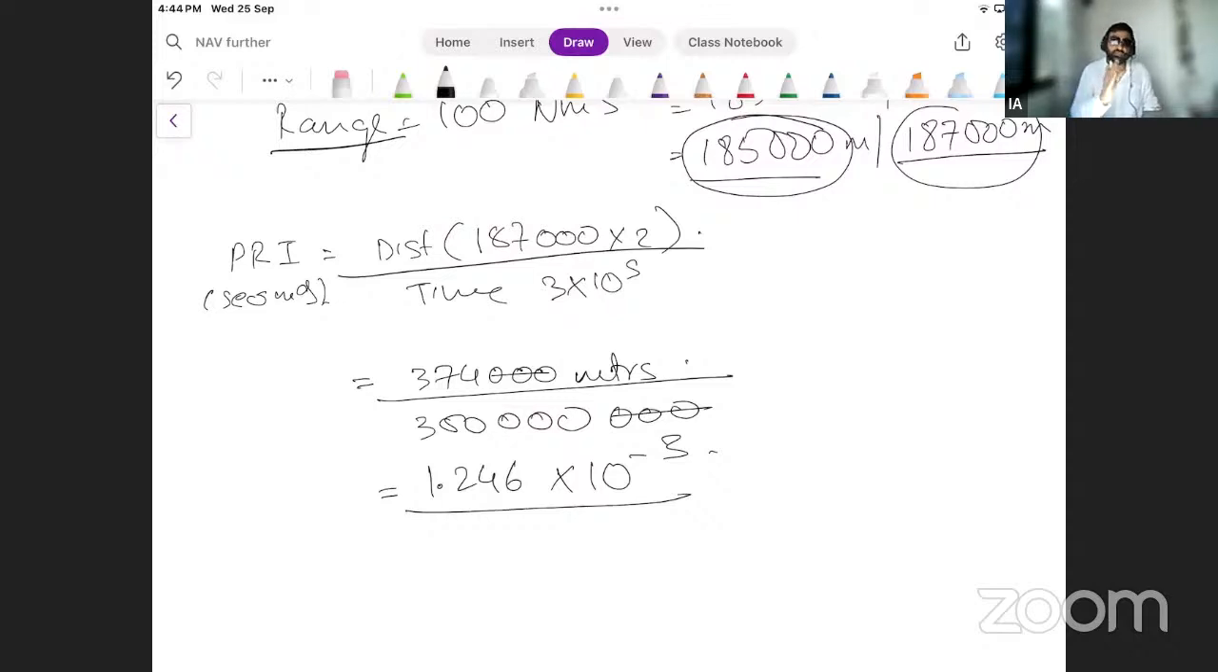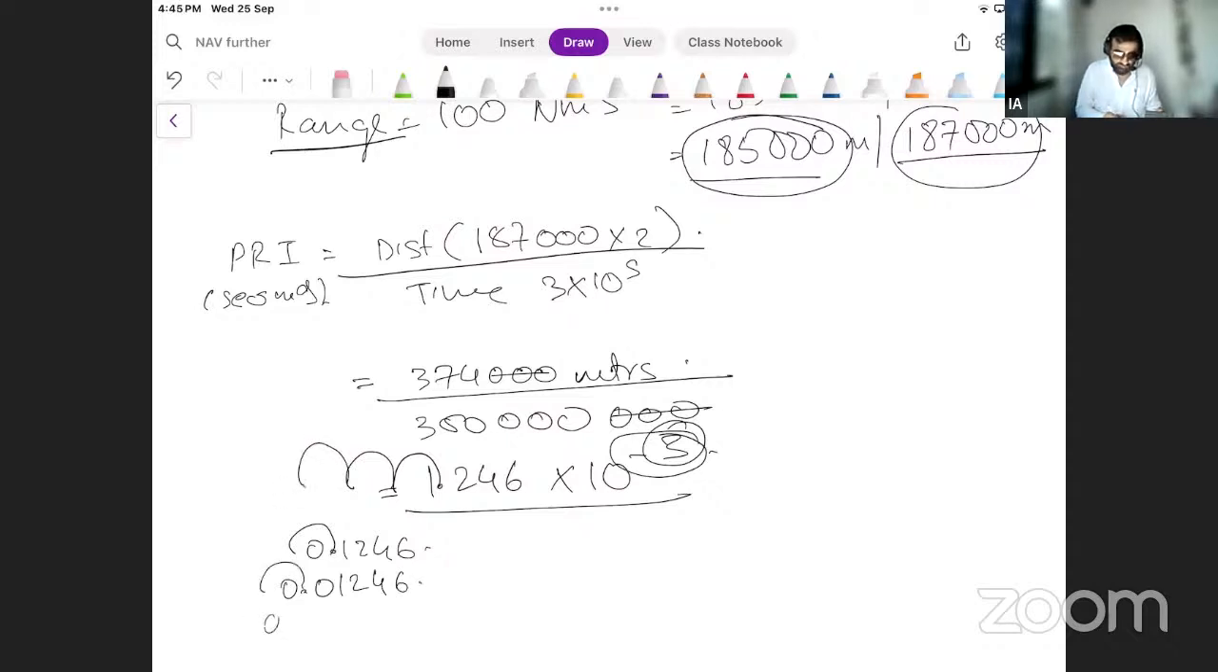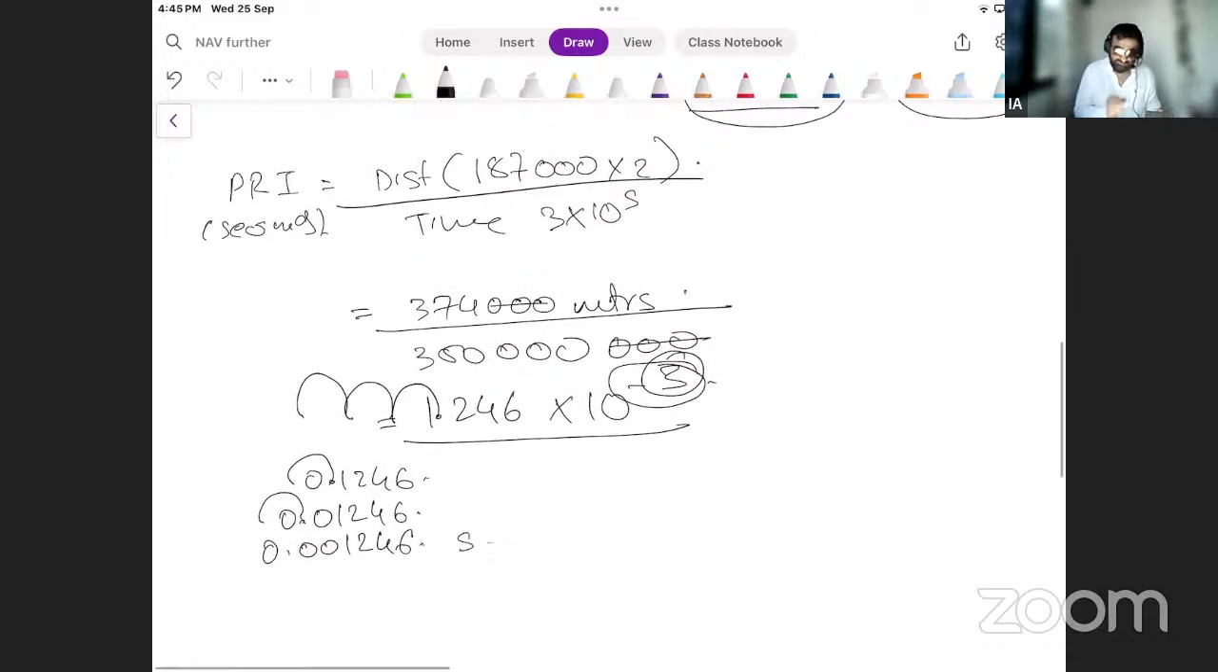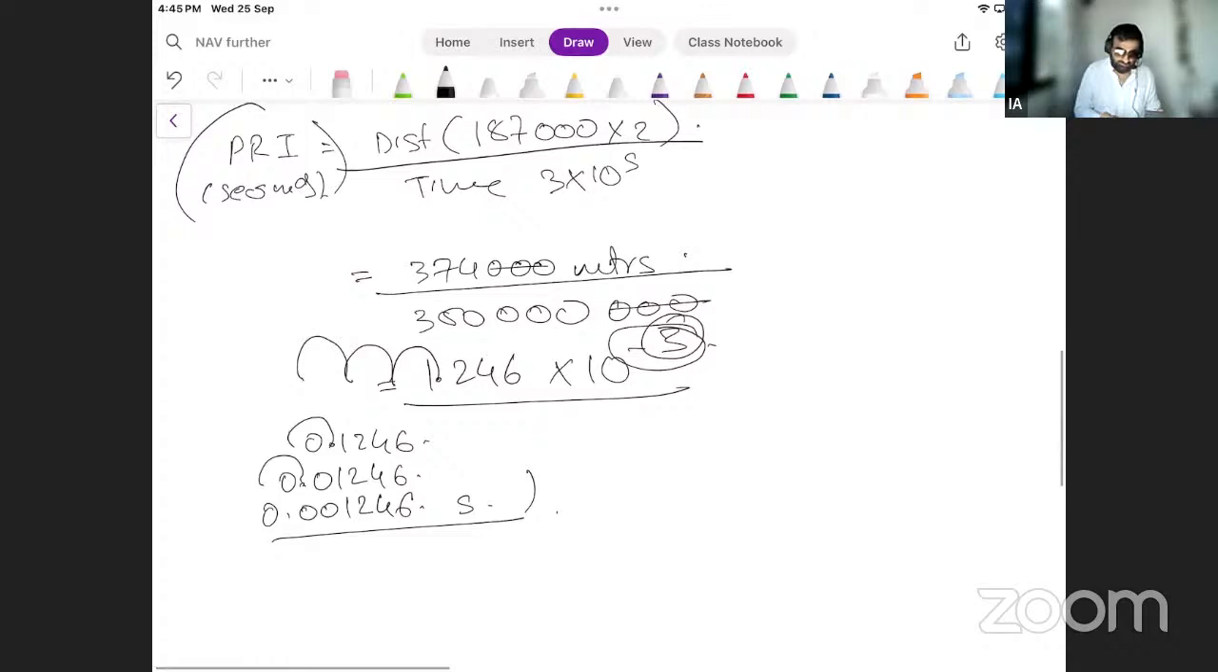Okay. So firstly, I convert it into seconds by shifting my decimal. I'm going to show you a very easy way how to do it. Minus 3 will mean that you have to shift the decimal 3 spaces on the left side. Okay. So first space, if I put decimal here, I get 0.1246. Second space, if I push my decimal here, I get 0.01246. And then if I put it third time, I get 0.001246 seconds.